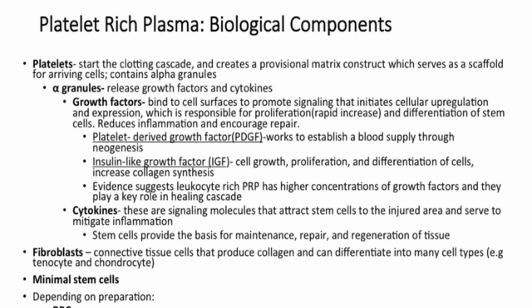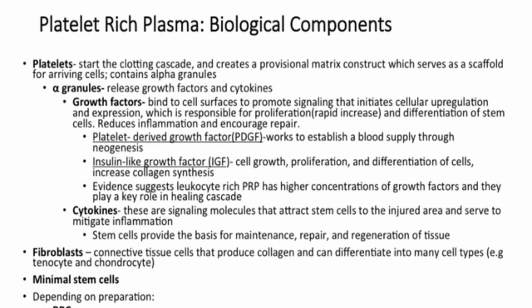Alpha granules also release cytokines. Cytokines are signaling molecules that attract stem cells to the injured area and serve to mitigate inflammation. Stem cells provide the basis for maintenance, repair, and regeneration of tissue.